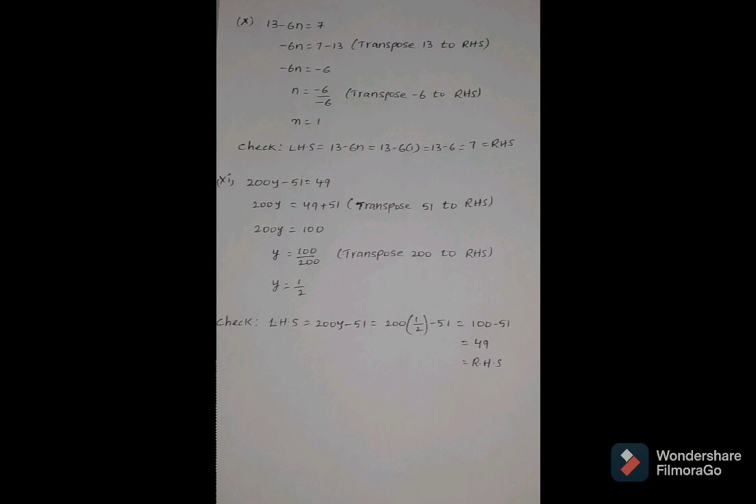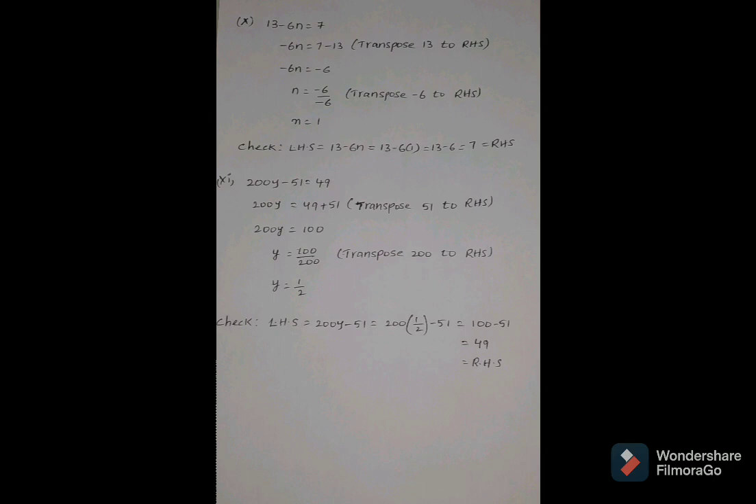Check whether it is right or wrong. LHS. LHS is equal to 13 minus 6n. That equal to 13 minus 6 into 1. That equal to 13 minus 6 equal to 7. It is equal to RHS. So our solution is right.